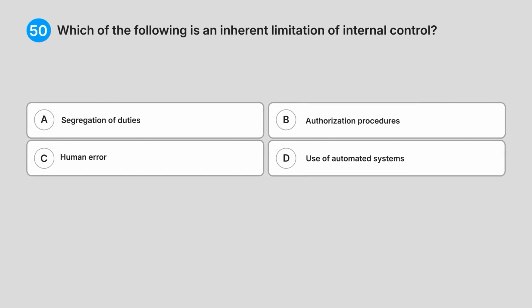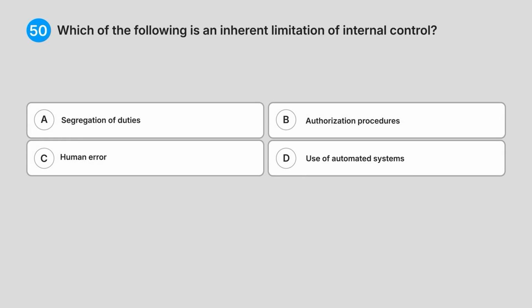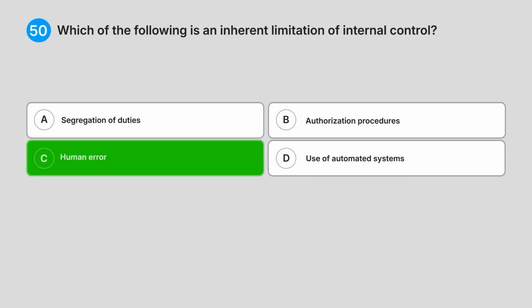50. Which of the following is an inherent limitation of internal control? A. Segregation of duties. B. Authorization procedures. C. Human error. D. Use of automated systems. What do you think is the answer? Correct answer: C. Human error.